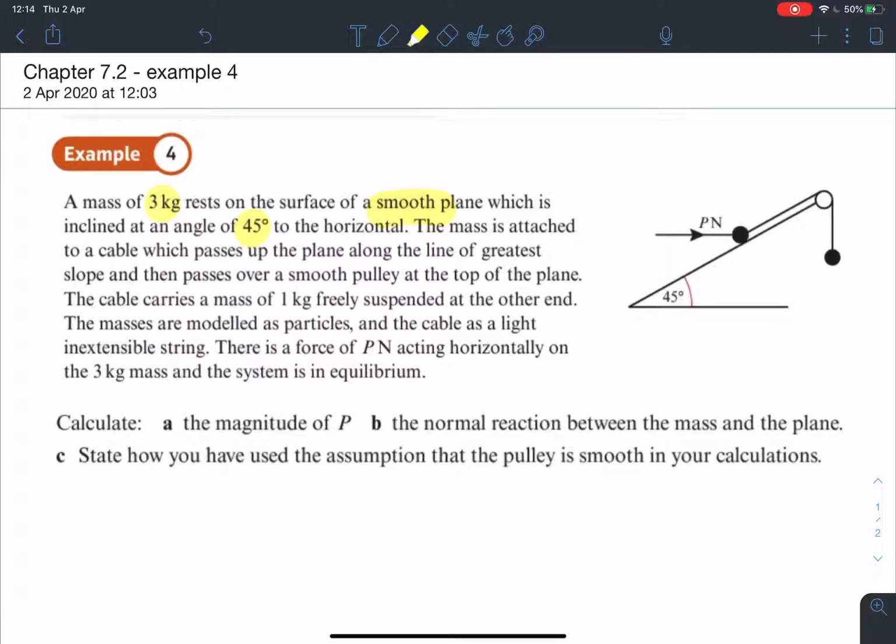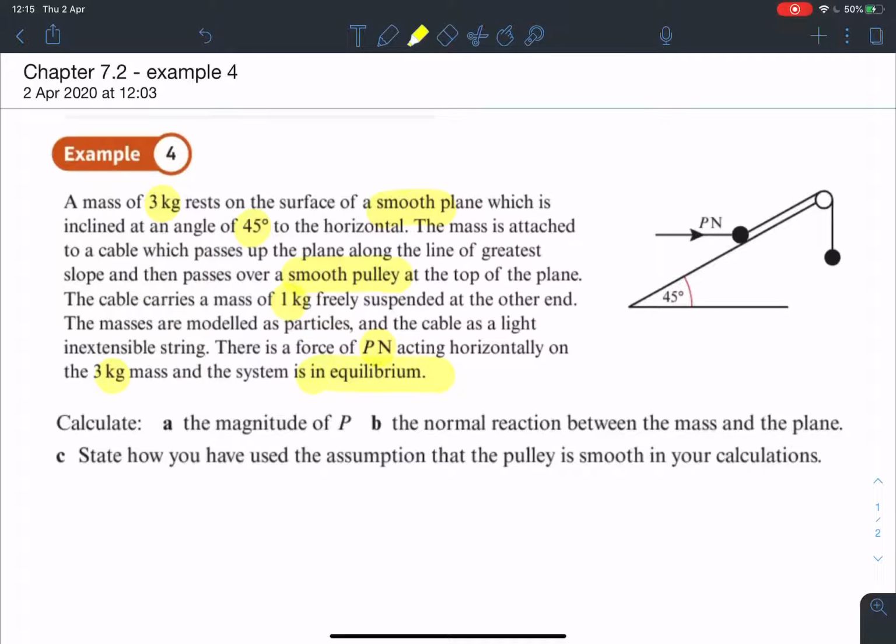The mass is attached to a cable which passes up the plane along the line of greatest slope and passes over a smooth pulley at the top of the plane. The cable carries a mass of 1 kilogram freely suspended at the other end. The masses are modelled as particles. The cable is light and inextensible. There is a force of P newtons acting horizontally on the 3 kilogram mass and the system is in equilibrium.